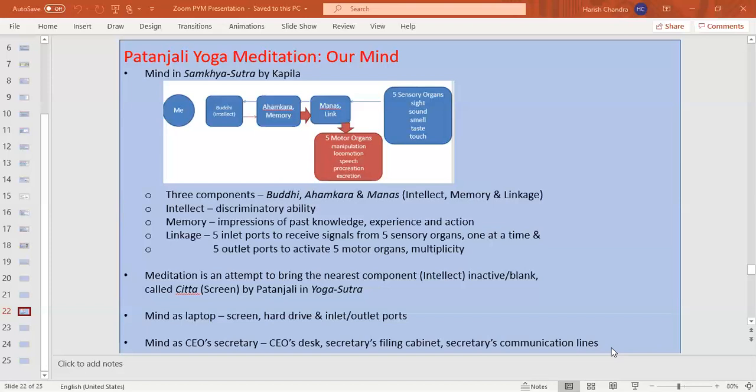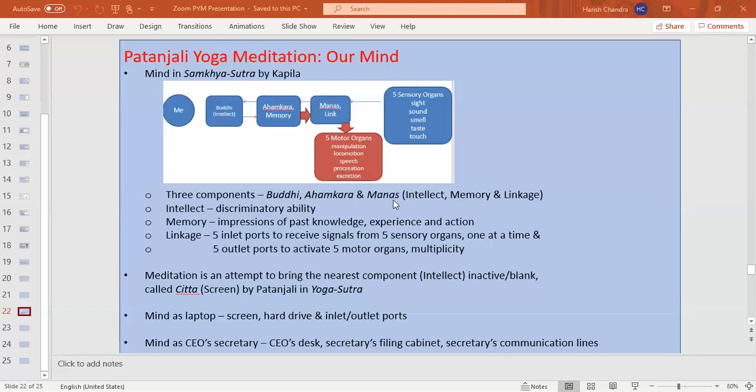So I always want to be clear, I don't want to go too much into philosophy in this practice-based course. But I will bring some terminology, mind as covered by Kapil in Sankhya Sutra. He is the predecessor of Patanjali, and Patanjali's book is called Yoga Sutra. Kapil's book is called Sankhya Sutra. He says that what we call mind as an aggregate has three components. These three components, Sanskrit terms, are Buddhi, Ahankar, and Manas. But I won't use them a second time. I will translate them as intellect, memory, and some sort of a linkage.